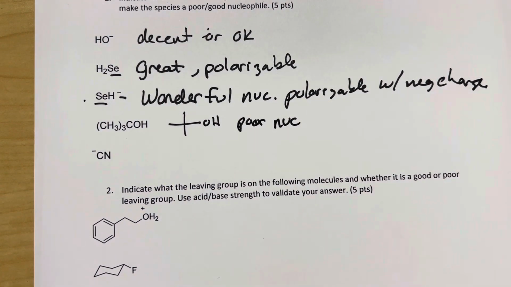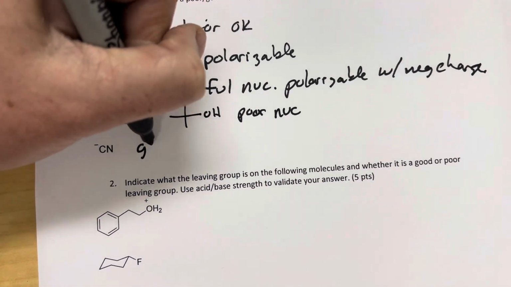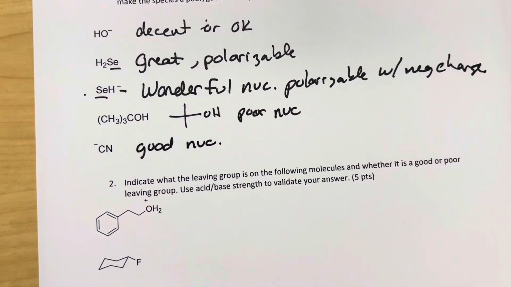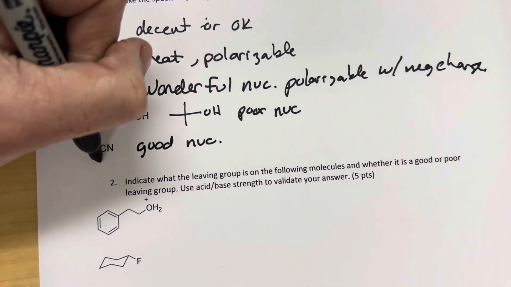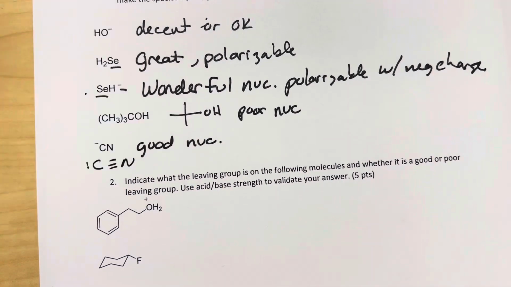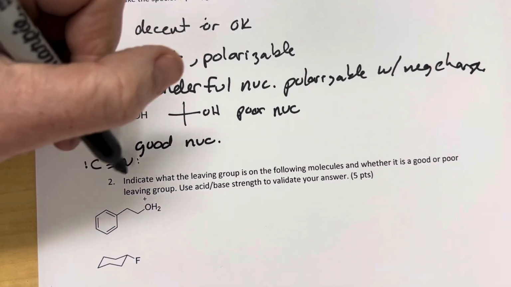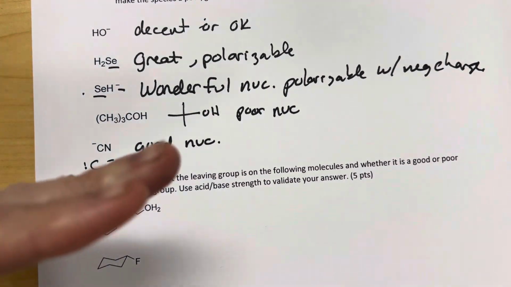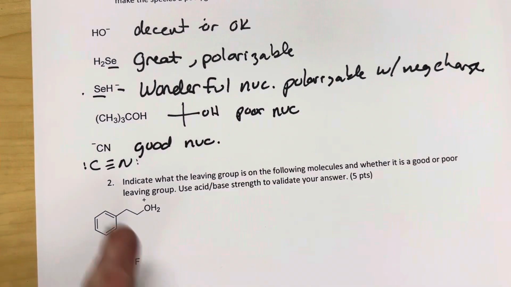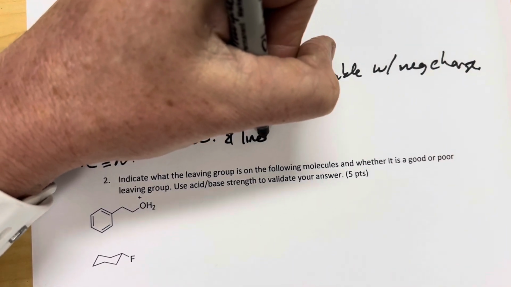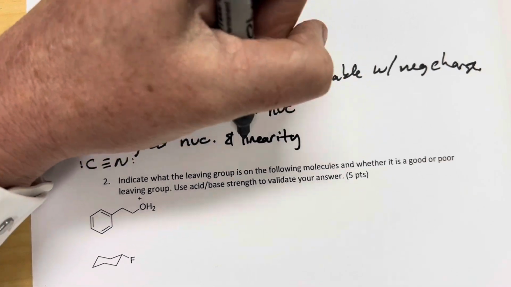And last but not least, we have CN minus. We kind of talked about that. That's a good nucleophile. It is also extra good. You might not think about it this way, but this thing is very, very small, and it's linear, and because of that, it can be like a little bullet and get right into the little spaces. So its linearity actually does make it a better nuke as well.